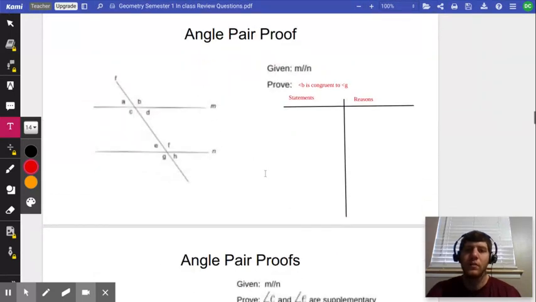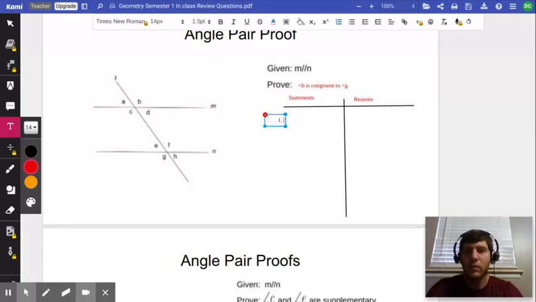All right, the next one wants us to prove that B is congruent to G. This is going to be the same basic process. So for step 1, we're going to do M is parallel to N. That's our given. Lowercase m.